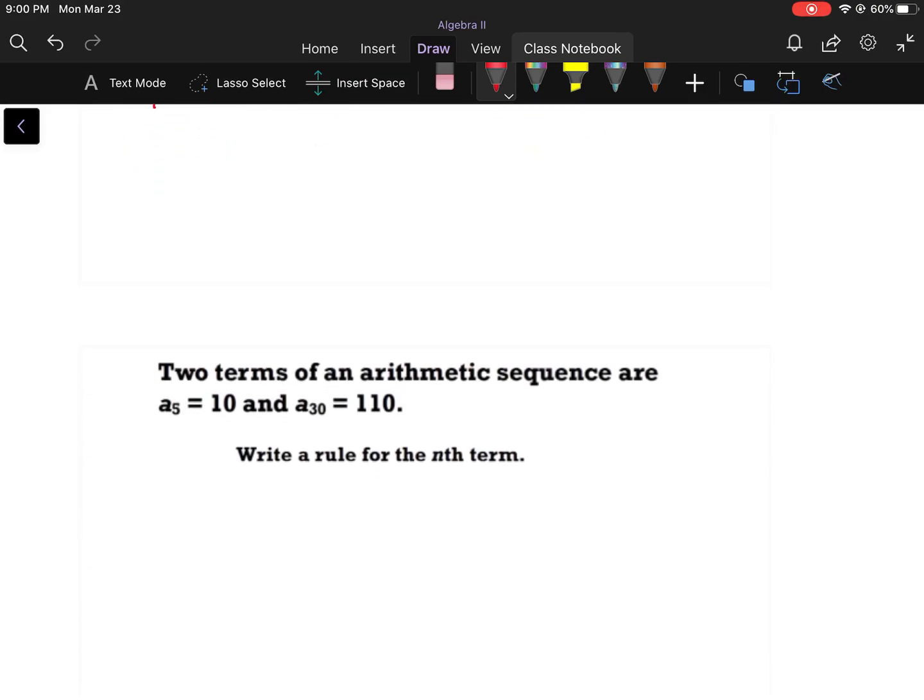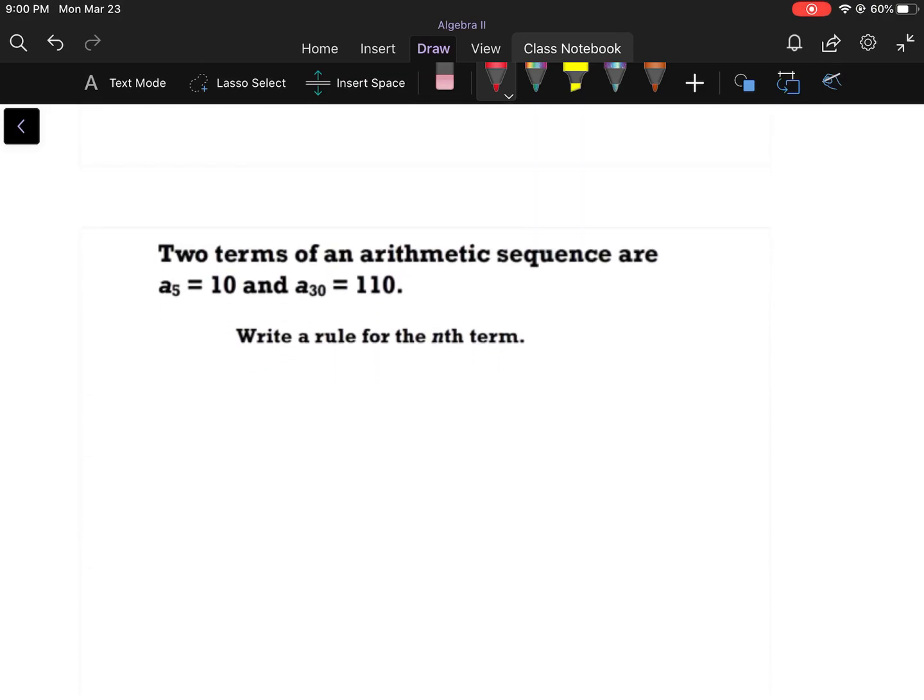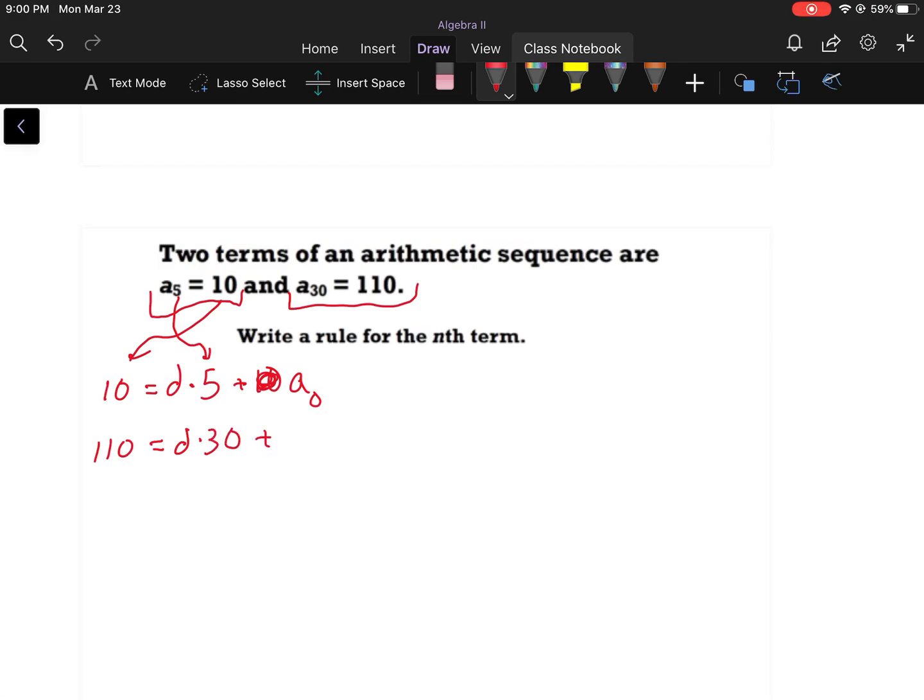Okay, another possible situation. In here, like I did with geometric, since I've got two terms and two spots, I'm going to write a system of equations. So, equation number 1, 10 equals d times 5 plus a naught. Remember, I've got the 5th spot worked out to be 10. So over here, I've got 110 equals d times 30 plus a naught.